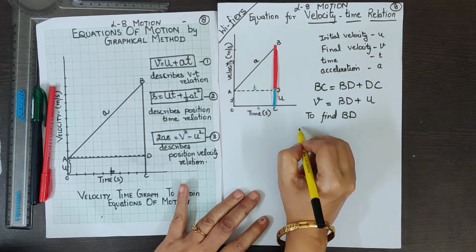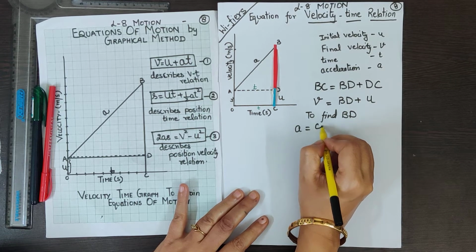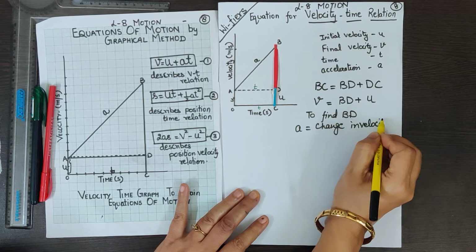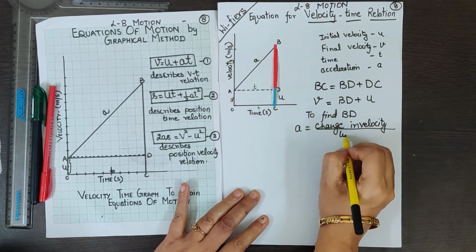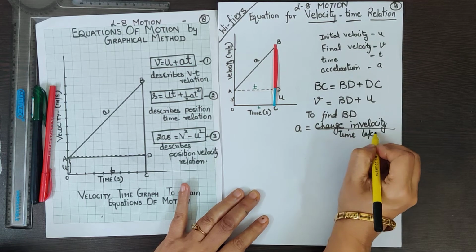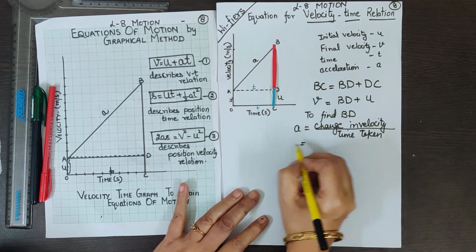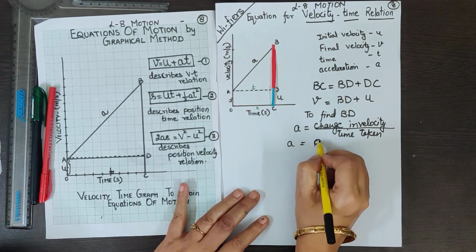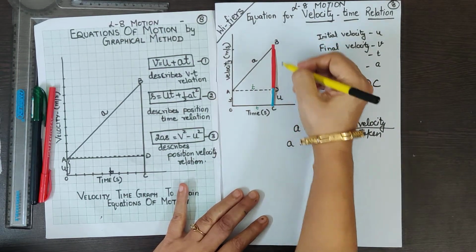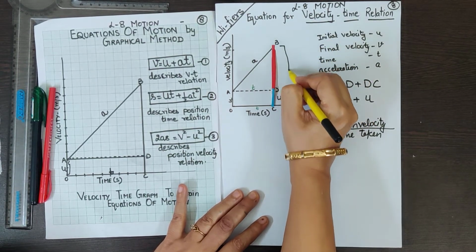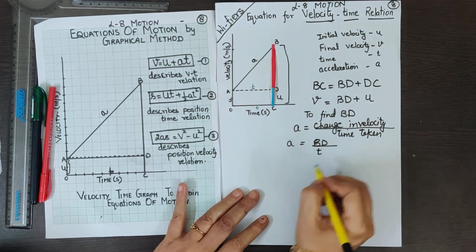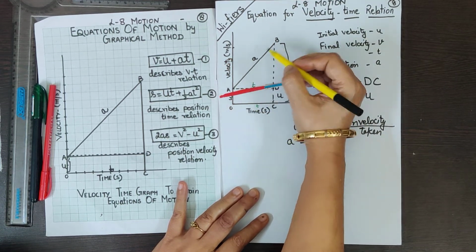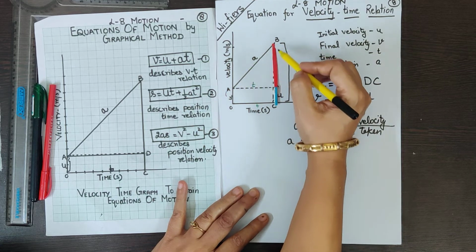what I will do is, acceleration is equal to change in velocity by time taken. So this is change in velocity. A change in velocity is BD. This is only the change in velocity. V minus U is the change in velocity upon time taken t. And I have already told you I am using the concept here: this is the slope, and the slope is always equal to y by x.